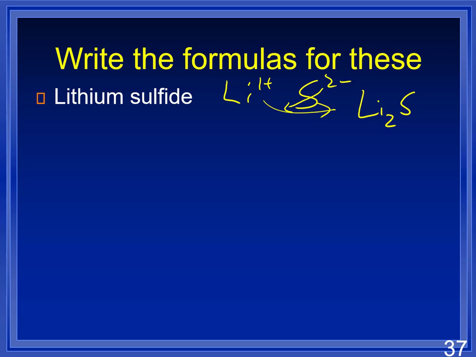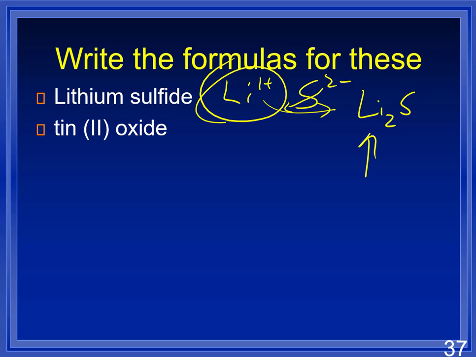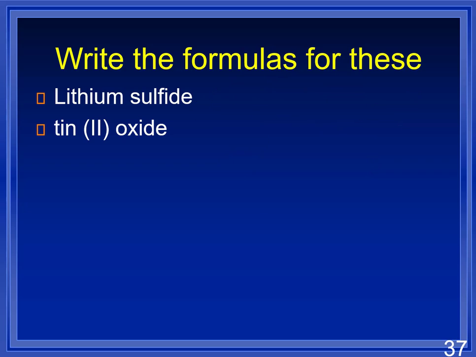Okay, let's make it complicated. Let's put a Roman numeral in there. Tin 2 oxide. Because lithium has a 1 plus charge, S has a 2 minus charge. In order to equal 0, I'd need two of the things that had 1 plus charges. 1 plus and 1 plus is 2 plus. 2 plus and 2 minus equals 0. Okay. So, tin 2 oxide.